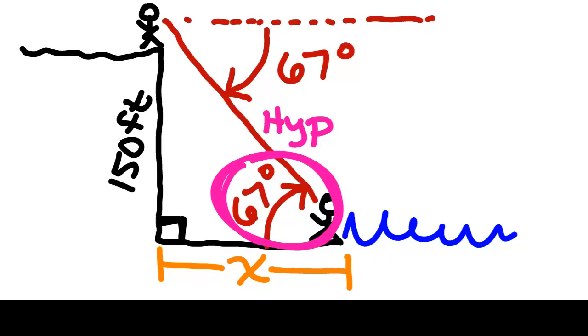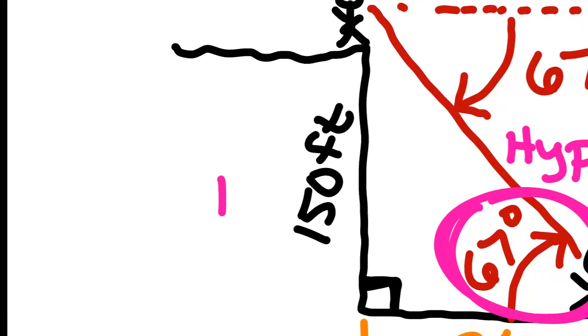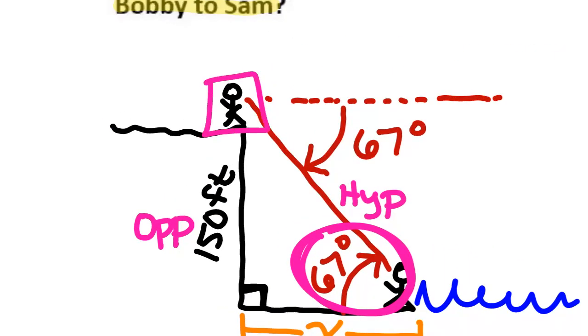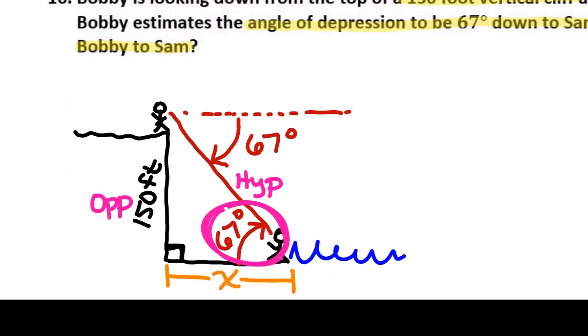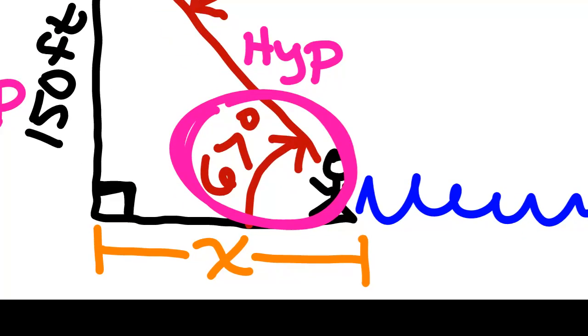Which side is the opposite side? Give me a number or give me a location. Left, right, up, down, left. This is the opposite side. Bobby is standing up on top of that. That's why I didn't say anything about that. So he's standing up there. That's a single point. That would not be a side. So X has to be which side then? Adjacent.